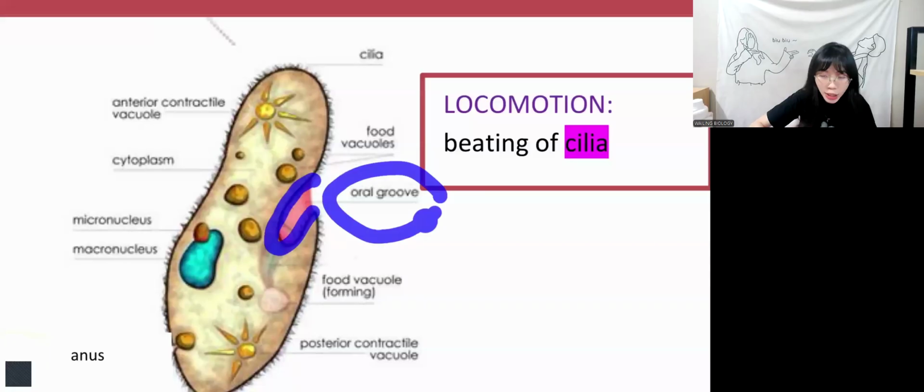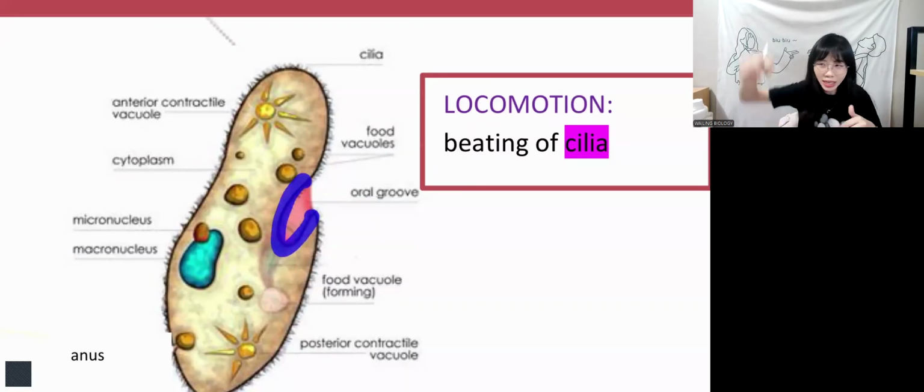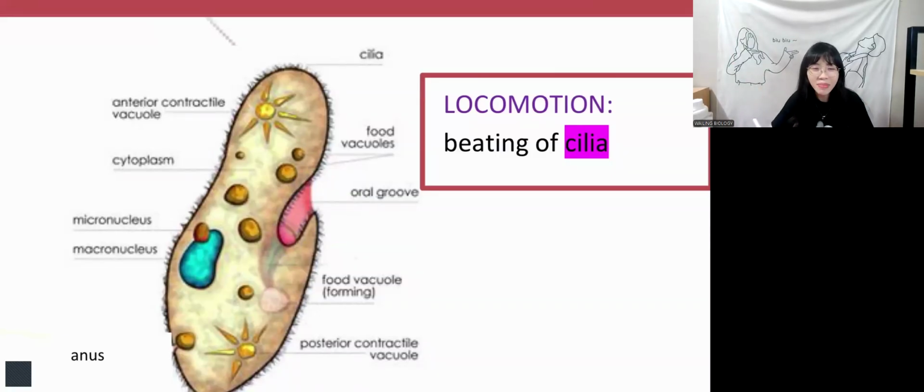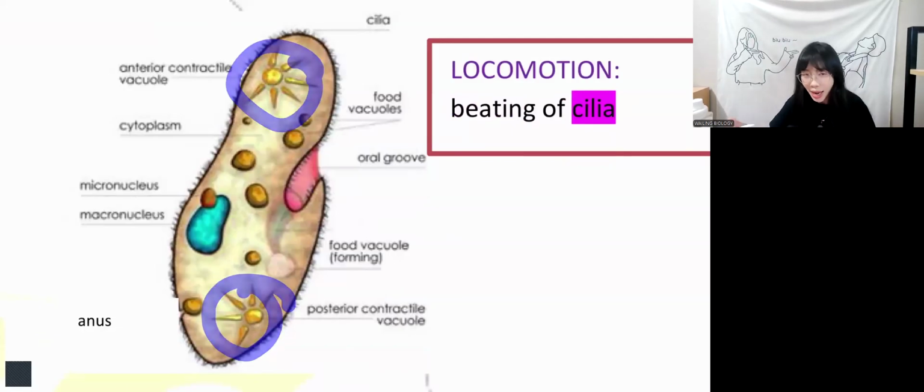The mouth is known as oral groove. Oral means what? There's a brand called Oral-B, right? Oral means the mouth. Groove is the one that went in. Groove is a thing that goes in. In English, it has the same meaning, right? And then we also have contractile vacuole. This contractile vacuole looks like a sun, sometimes looks like a star.